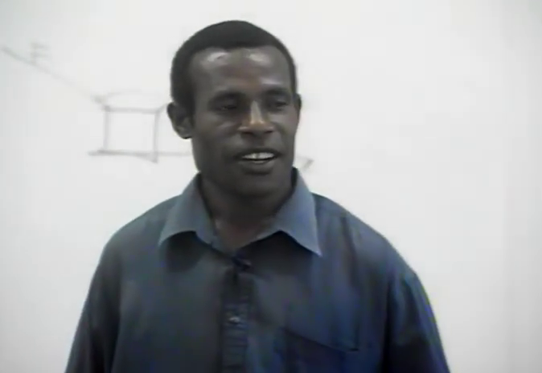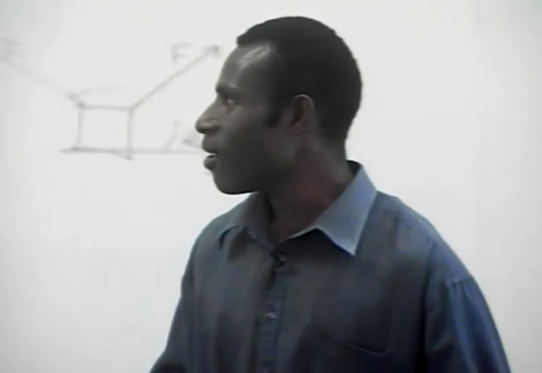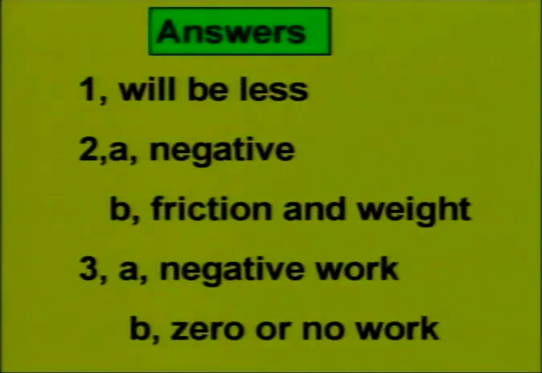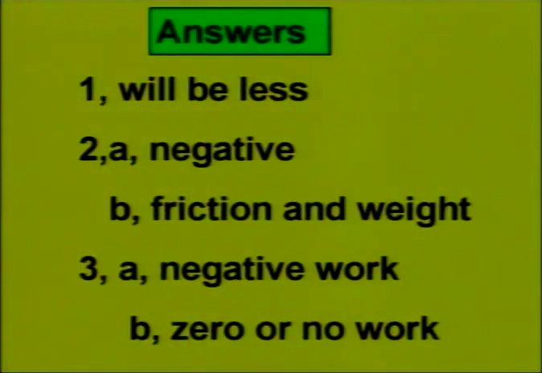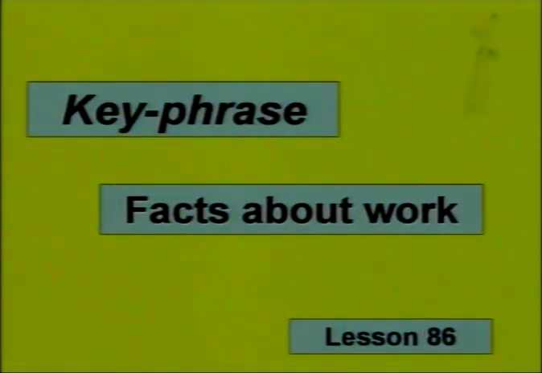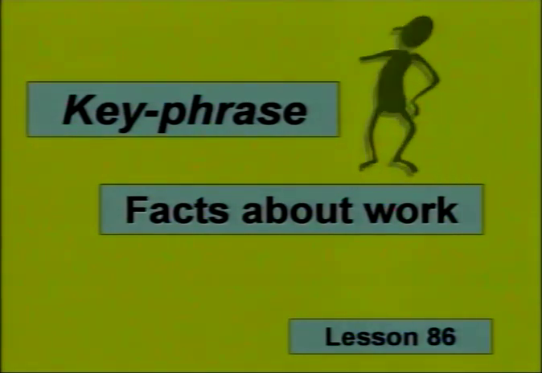And our key phrase will be... Okay, you did not check out your answers. These are the answers to our activity questions. You can go through that, have a look at it, make corrections, and check your answers. Number one would be less, the work done, the frictional force. Number two would be negative, friction and weight. Negative work for 3A and zero or no work done for 3B. Okay, so those are the answers. And finally, to our key phrase. Okay, and that is some important facts about work.